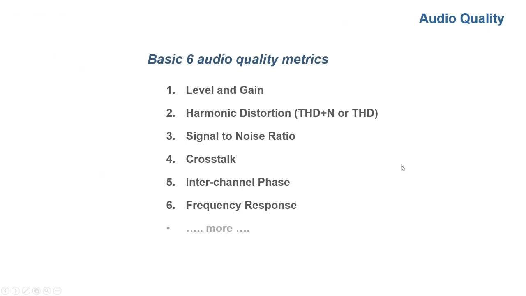Moving on to audio quality metrics. So at Audio Precision, we like to think of the basic 6 audio quality metrics. And these are the measurements which are built into the sequence mode of our APX analyzers. So these are level and gain, harmonic distortion, signal to noise ratio, crosstalk, interchannel phase, and frequency response. And of course, there are many more, but today we're just going to focus on the basic 6.